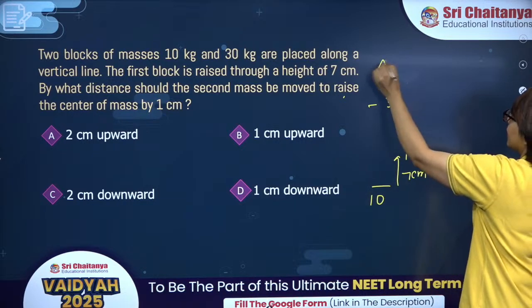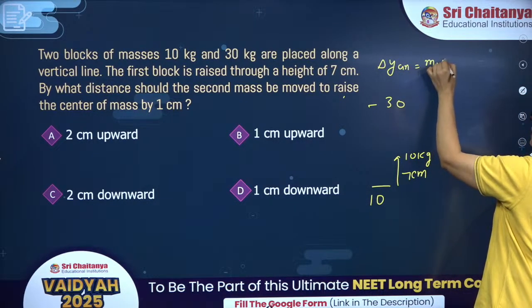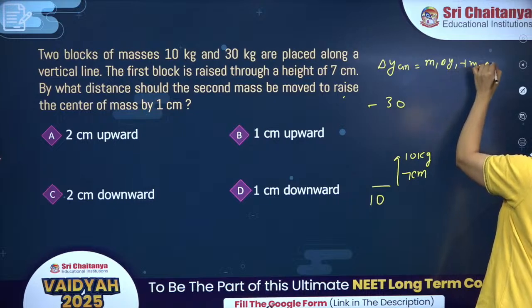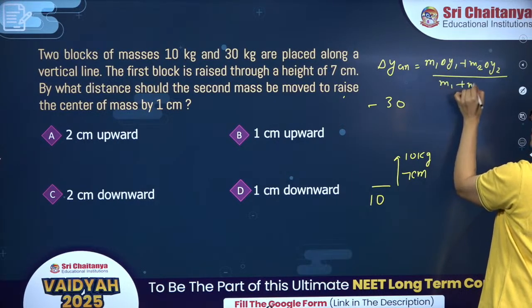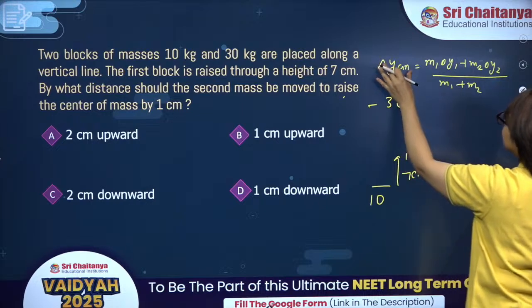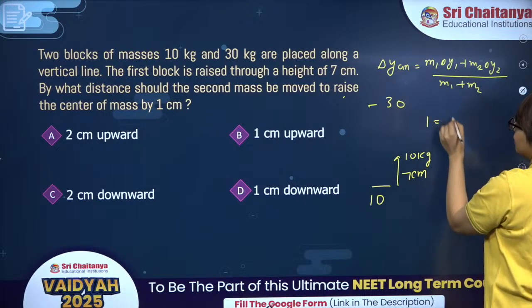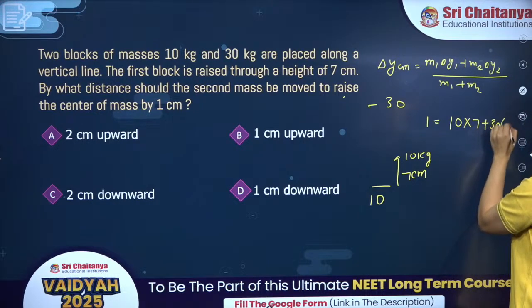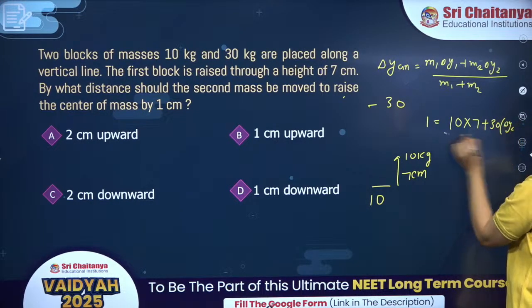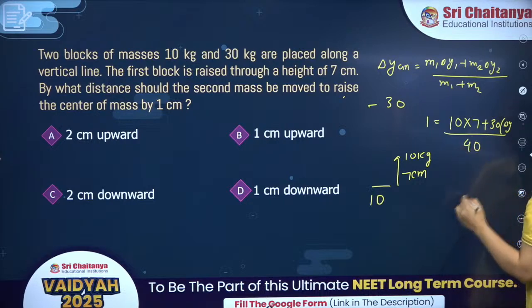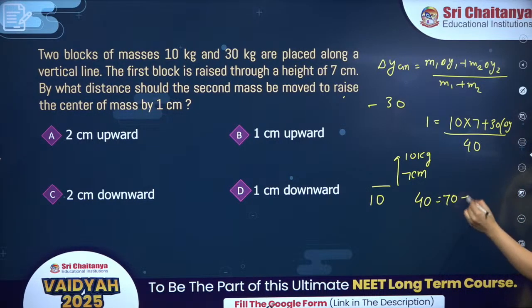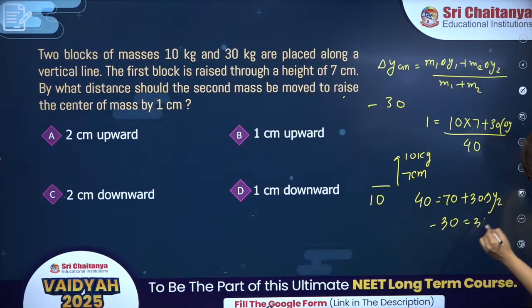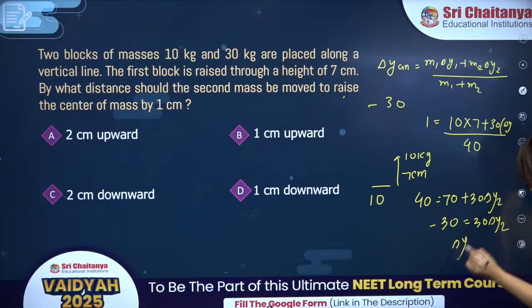So delta YCM can be written as M1 delta Y1 plus M2 delta Y2 divided by M1 plus M2. What is the change in center of mass for this one? 1. M1 is 10. What is the displacement in 10? 7. M2 is 30 into delta Y2 divided by M1 plus M2 is 40. So we have 40 is equal to 70 plus 30 delta Y2. So we have minus 30 is equal to 30 delta Y2. So delta Y2 will be minus 1 centimeter over here.